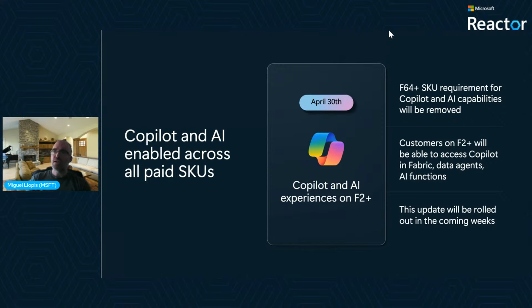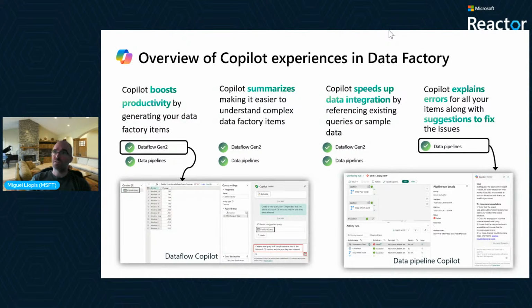The first thing I have here is actually a recap of one of the major announcements we had at FabCon US: the capabilities of Copilot and AI experiences on all paid SKUs across Fabric. F64 SKUs or higher had access to these capabilities. Now they're available to every SKU. And of course, that allows all of you to try the Copilot experiences in Data Factory.